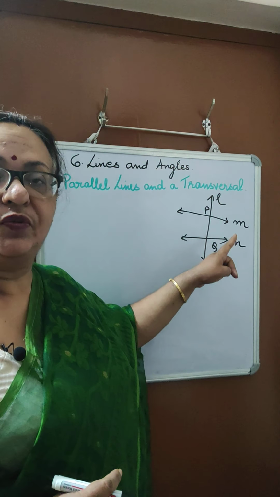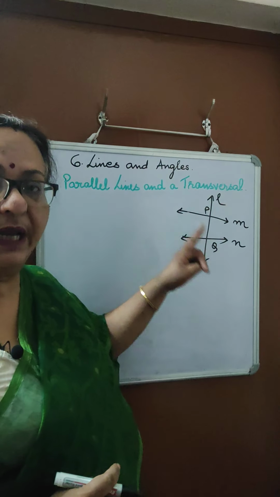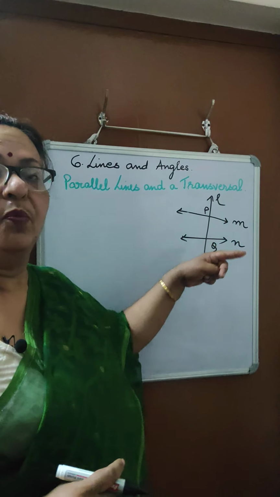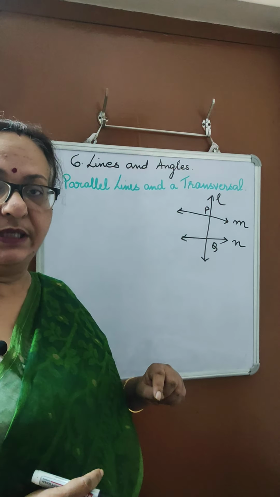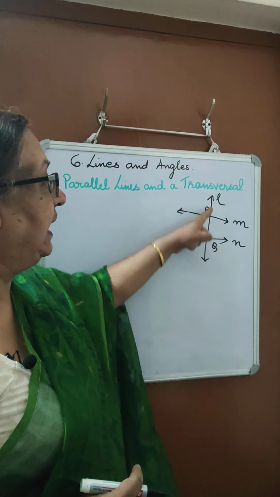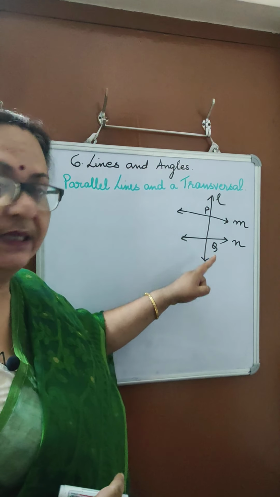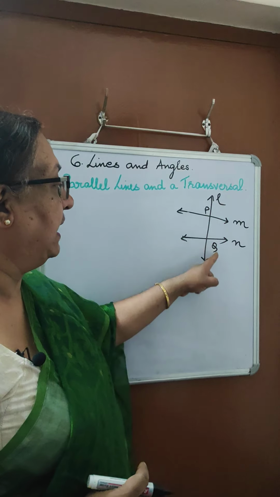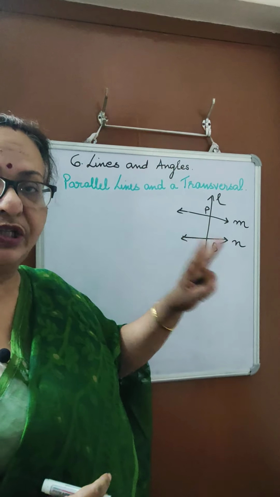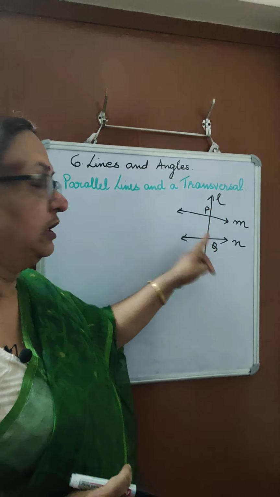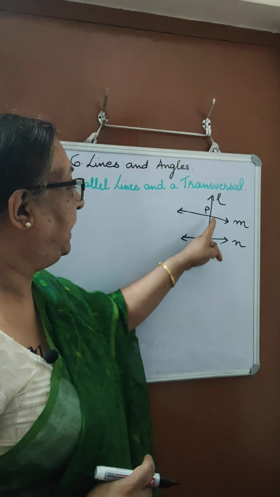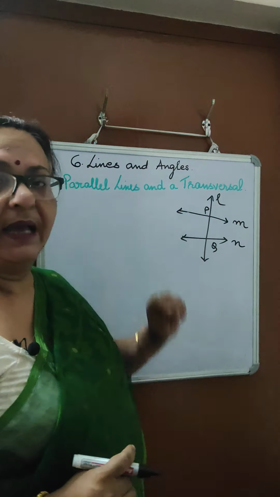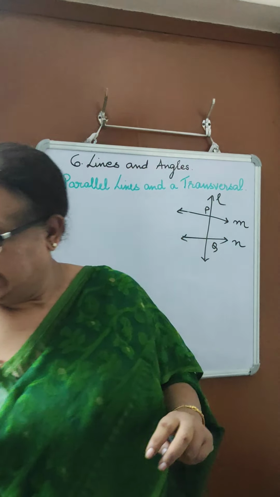So what is a transversal? A line which intersects two or more lines at distinct points is called a transversal. Here L is the transversal since it intersects M and N at two distinct points P and Q. Now again you see at this point P and Q many angles are formed. Now what are those angles?